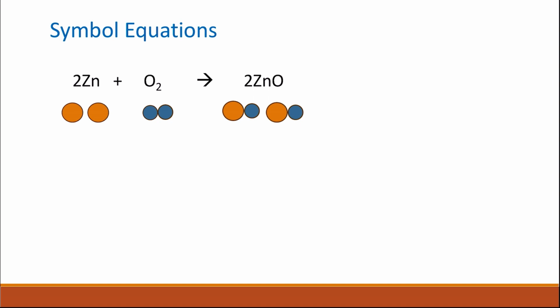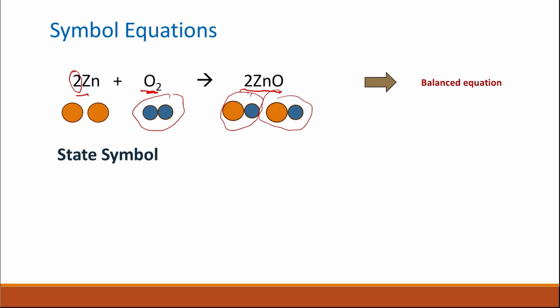When you try to visualize this equation, you can see that two zinc atoms will react with one oxygen molecule to give you two zinc oxide. This is a balanced equation. To balance your equation, you need to put the number that represents the number of formula units or amount of substance that was used or produced in the reaction. So 2 zinc plus 1 oxygen will give you 2 zinc oxide. Now this equation is balanced, and then we need to consider adding the state symbols.